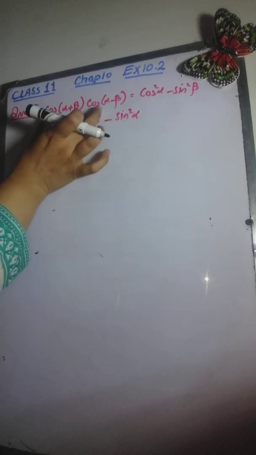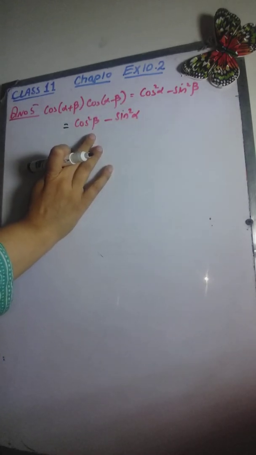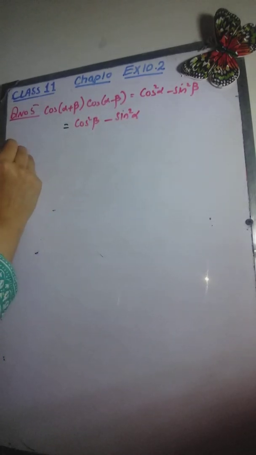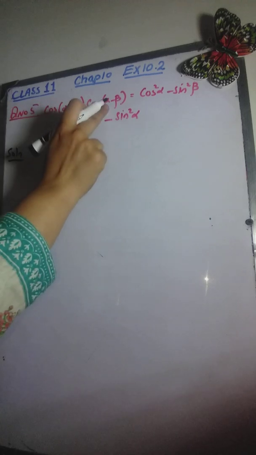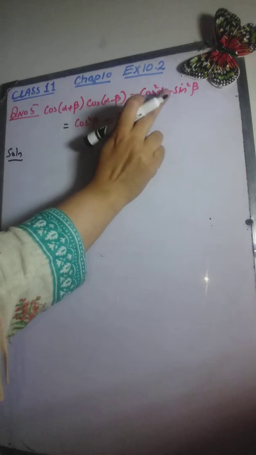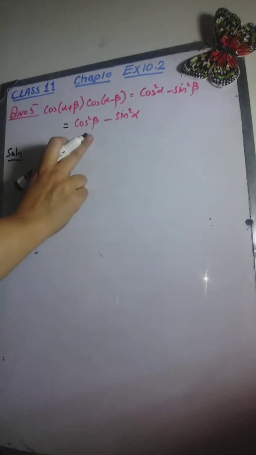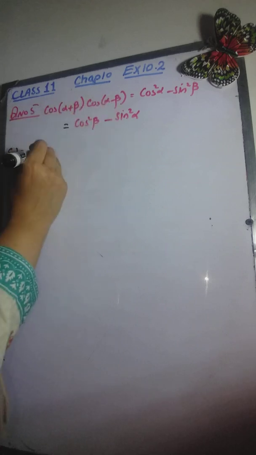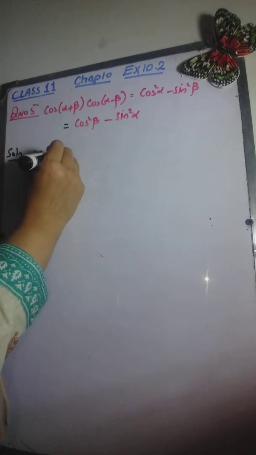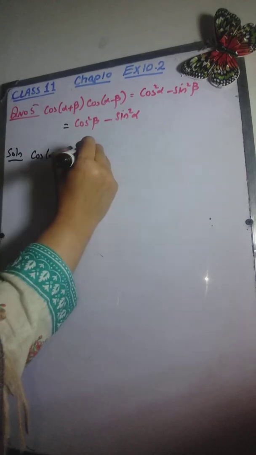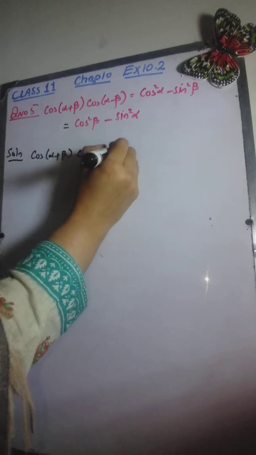So first I am going to convert this expression into this form, and then from this form we can easily find this expression. So I will start from here, make it equal to this expression, and then I will make this expression equal to this expression. So it will prove the whole result. Starting from here, cos of alpha plus beta and cos of alpha minus beta.